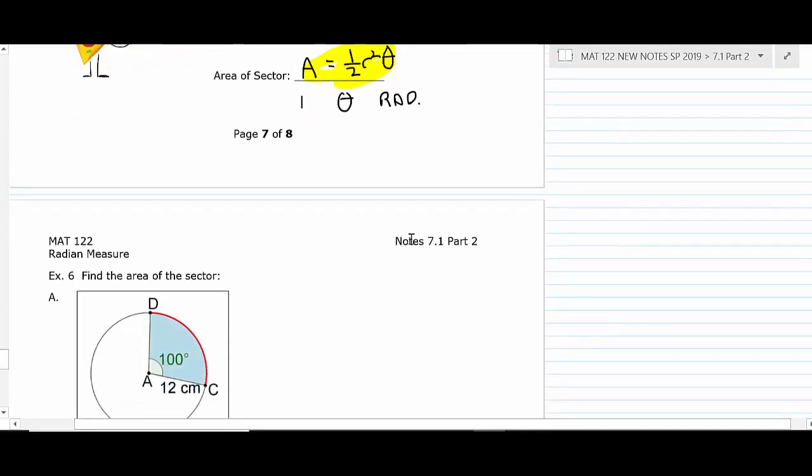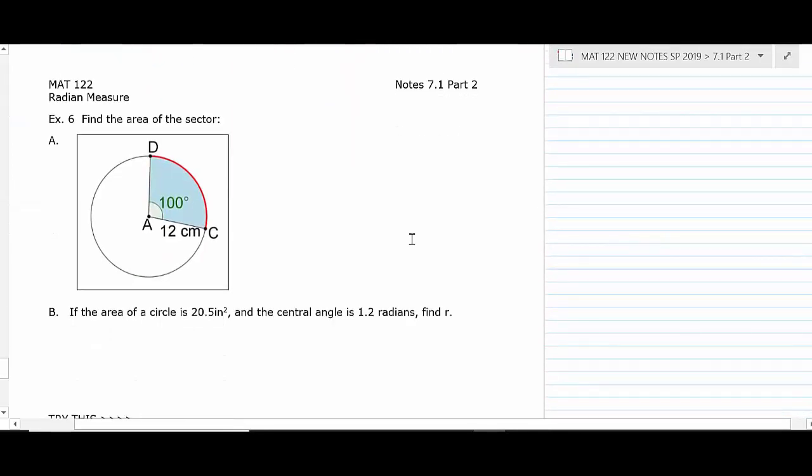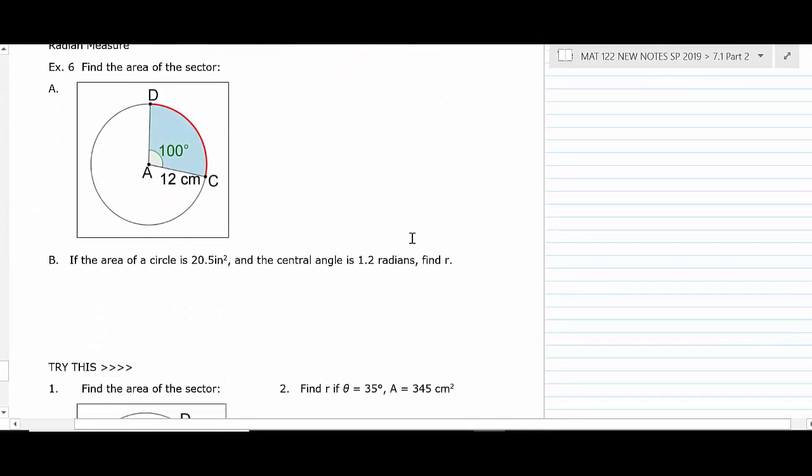Let's go to the next page, the last page on your handout. We're going to do the area of a sector. On this particular example, the sector is what's highlighted in light blue, with a 100-degree central angle, and the radius is 12. So I'm going to write down the radius is 12 centimeters, the central angle is 100 degrees. Now, what do you have to do with 100 degrees?